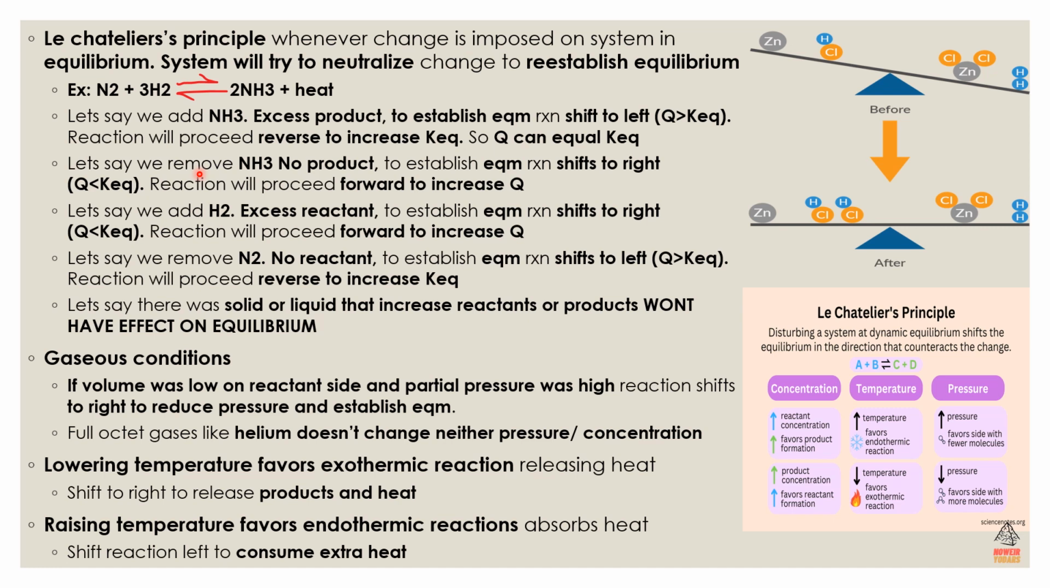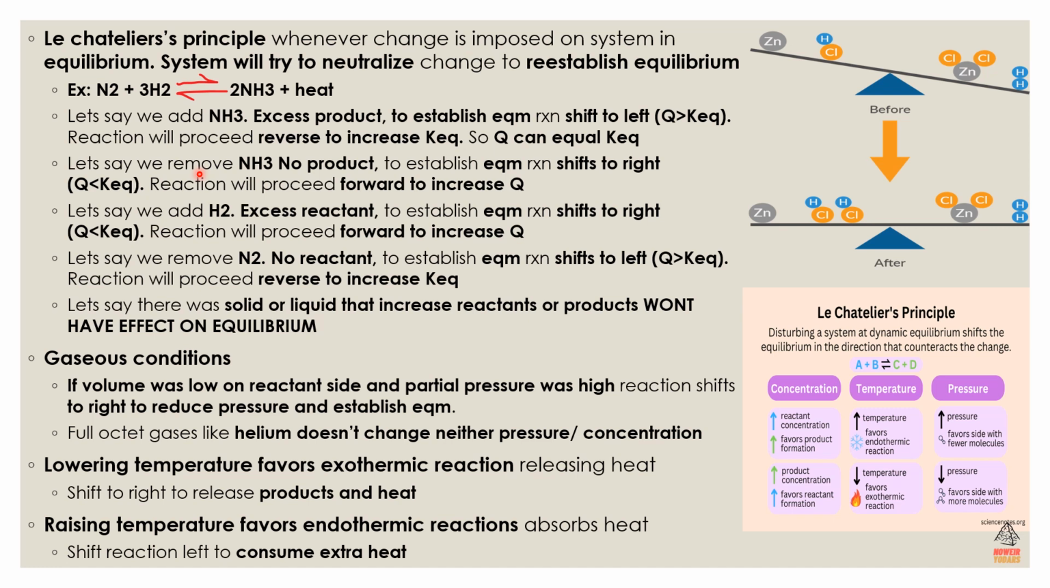And then let's say we remove the NH3. Alright, what if there is no product? So the reaction is supposed to go forward. It needs to go in the forward direction. And why is that? It needs to go in the forward direction in order to produce more products. So it shifts to the right in order to increase Q and have equilibrium.